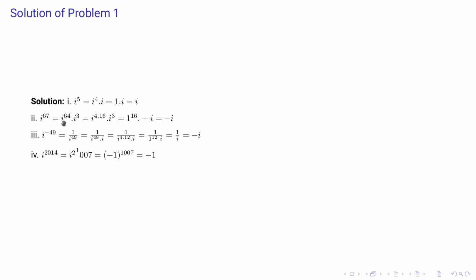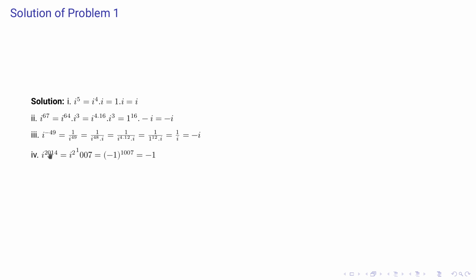i to the power 67 is i to the power 64 into i cube. i to the power 64 is 4 into 16, that is a multiple of 4, so it will become 1 to the power 16. This dot is a product sign, and i cube is minus i, so it will be minus i. i to the power minus 49 can be written as 1 by i to the power 49, then it is i to the power 48 into i. 48 is a multiple of 4, so this will become 1, and so the end result would be 1 by i, which is equal to minus i.